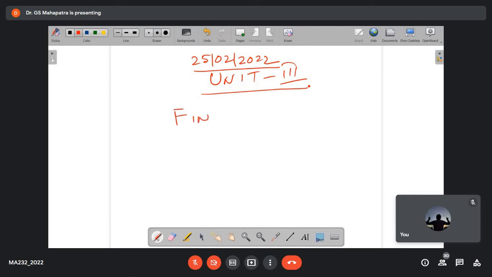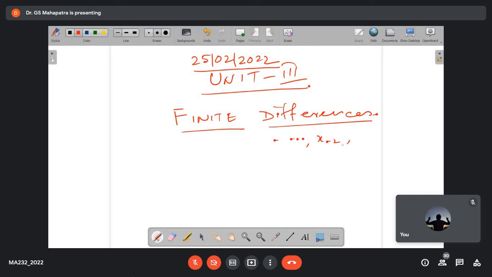Finite differences. What is finite differences? Finite differences means some data will be given. Now we have to find, say, xi. It will be like x minus 2. This is the notation, numbers. Maybe on the positive side and negative side both, and the numbering is like that.